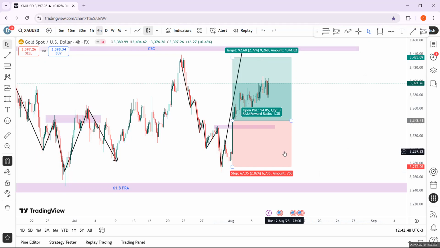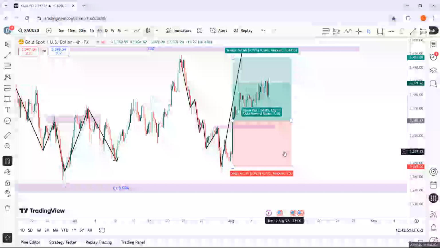So just look at it from a percentage point of view, and you are going to be able to understand trading better.